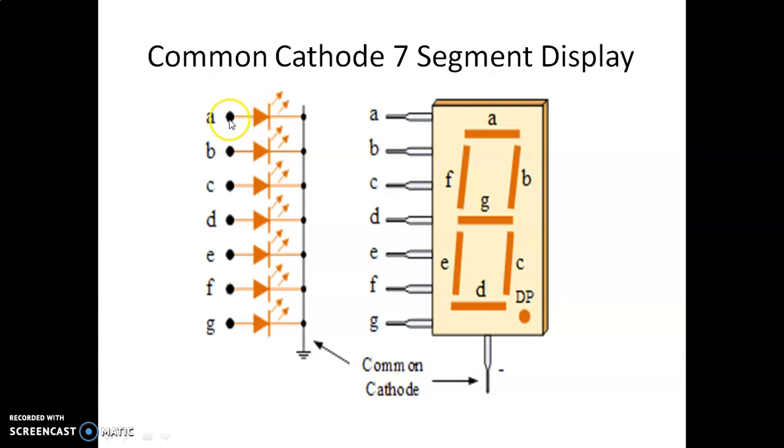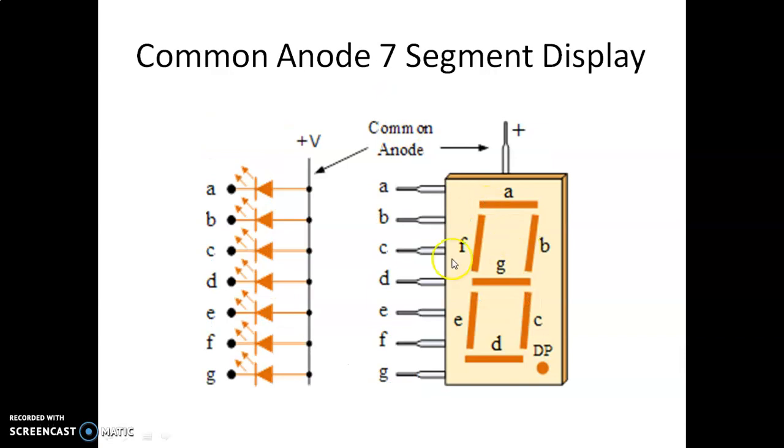So when we are sending logic 1 to segment A, it will be turned on. Segment A will glow. Okay, so just remember, in case of common cathode, to make a segment on, we are sending logic 1, and in case of common anode, to turn a segment on, we are sending logic 0. Then the segment will be on.